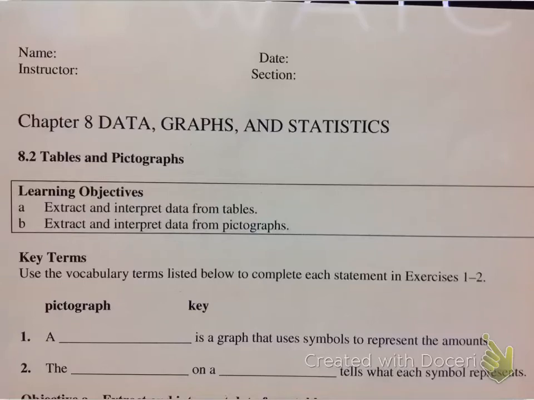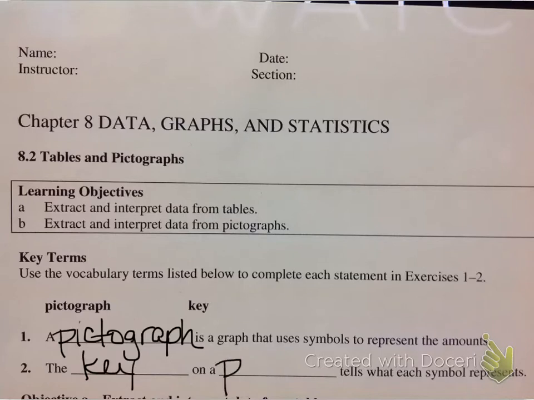Now we're going to look at two different ways that you can represent data. So we're going to be looking at tables and pictographs. A pictograph is a graph that uses symbols to represent the amounts, and the key on a pictograph tells what each symbol represents.